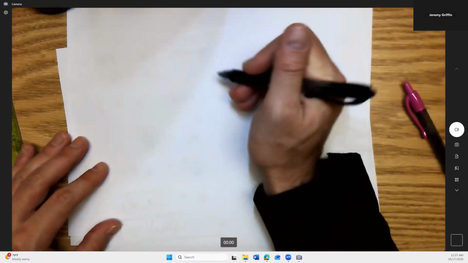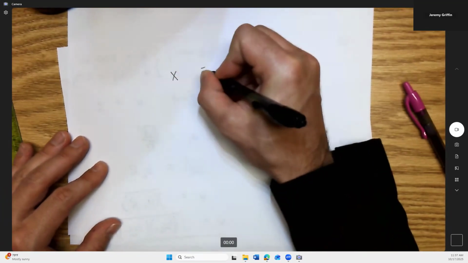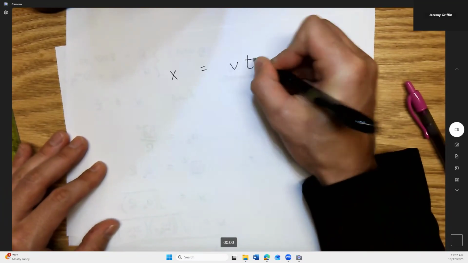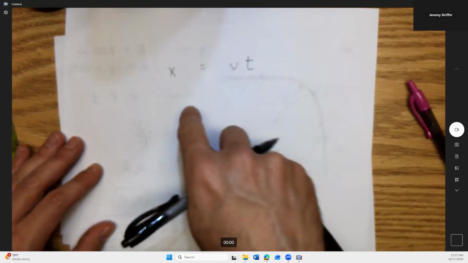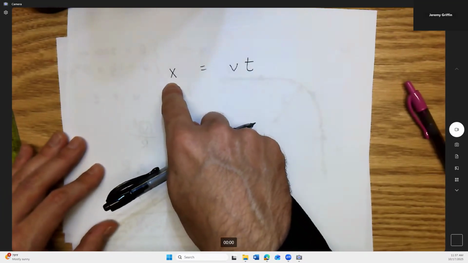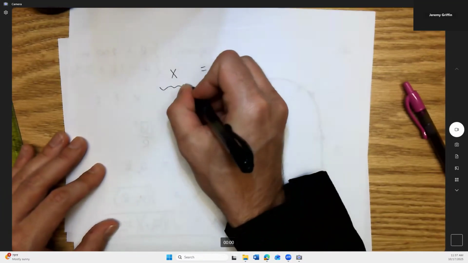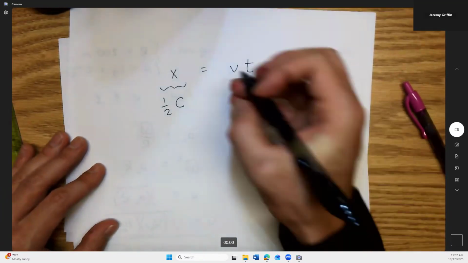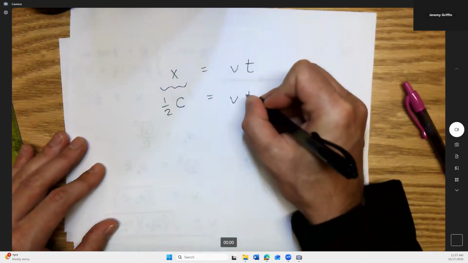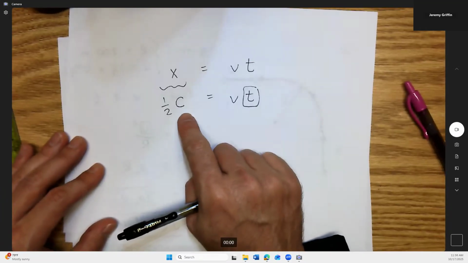Guys, what's a good equation that it should play off? Distance equals speed times time. Okay, just do that. Distance equals speed times time. And this distance is a quarter of a circle. So a quarter of the circumference is equal to speed times time. Now we want to solve for time. What is the circumference in terms of the radius?